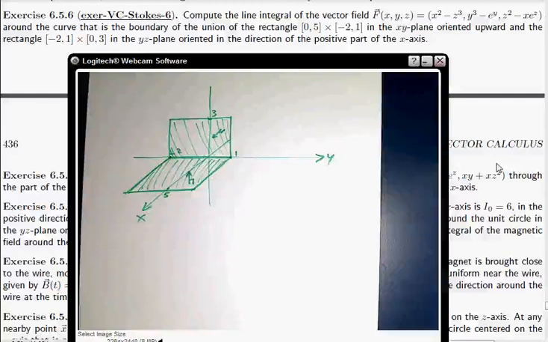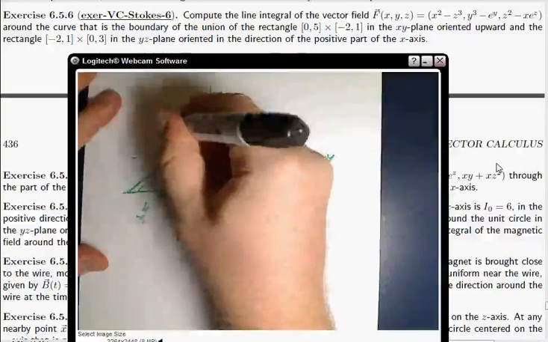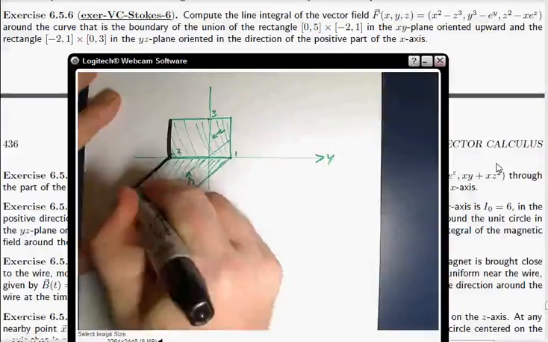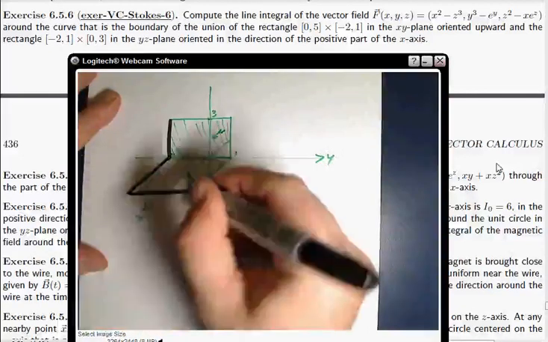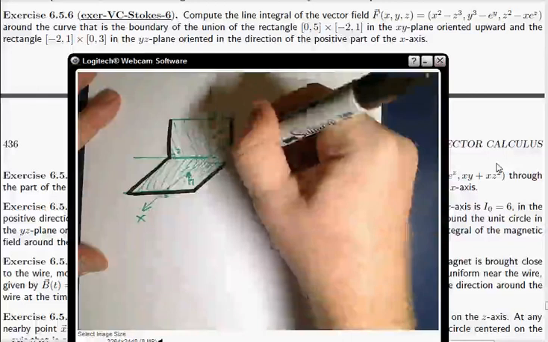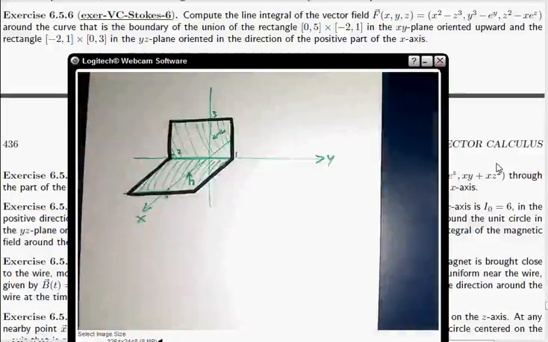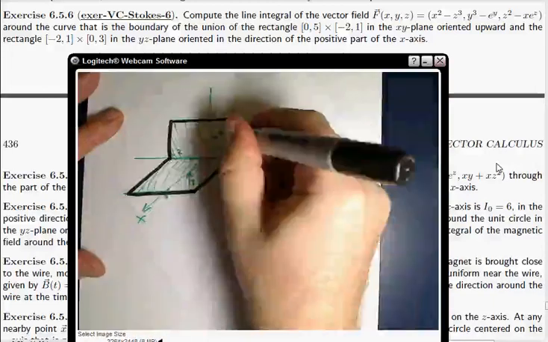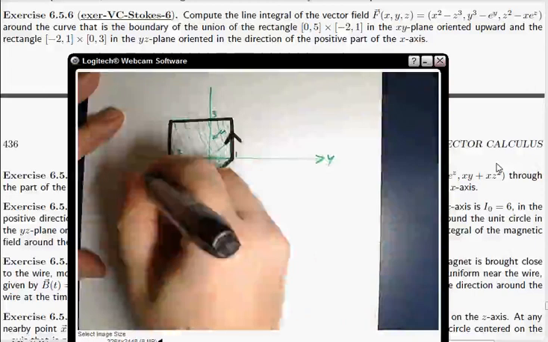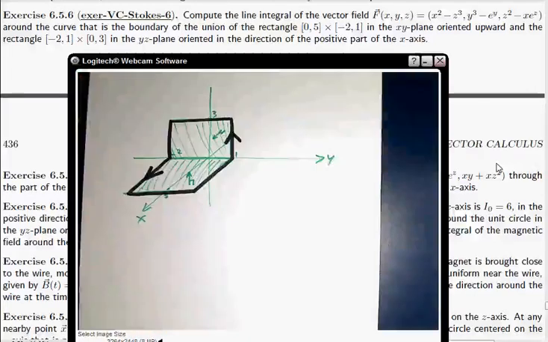Our curve, though, is the boundary of this surface. So the boundary of this thing, let me use the black pen here, is just this curve here. Right, now we've got to think about orientations, right hand, fingers curling, etc. And I claim that the orientation is like that. Does that make sense?